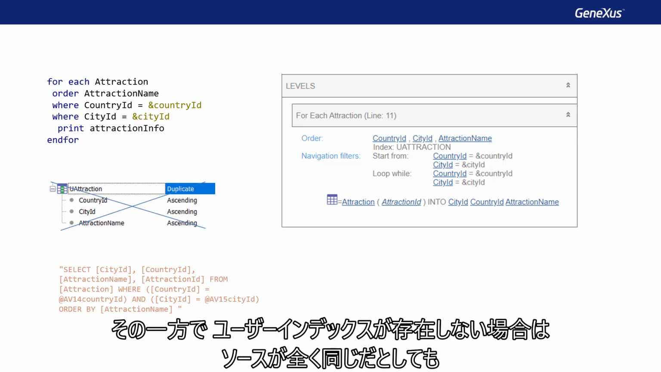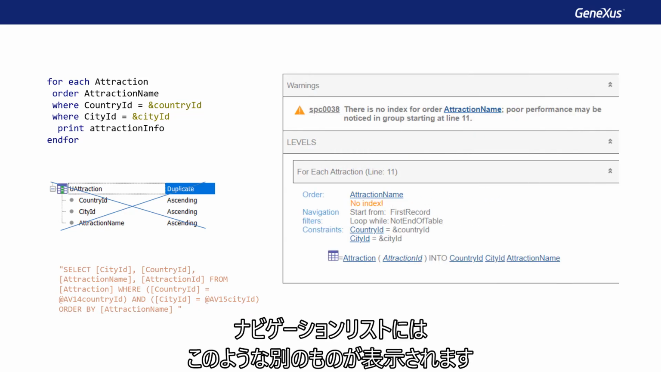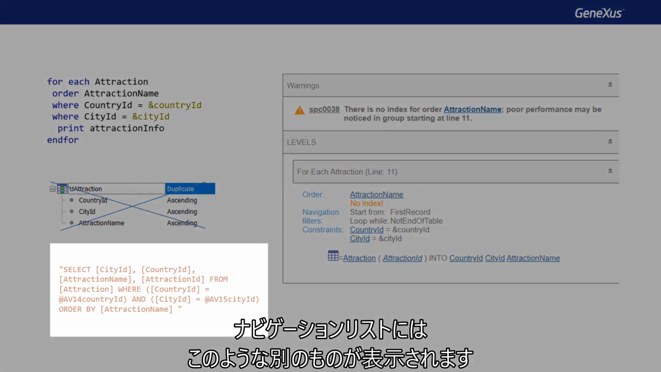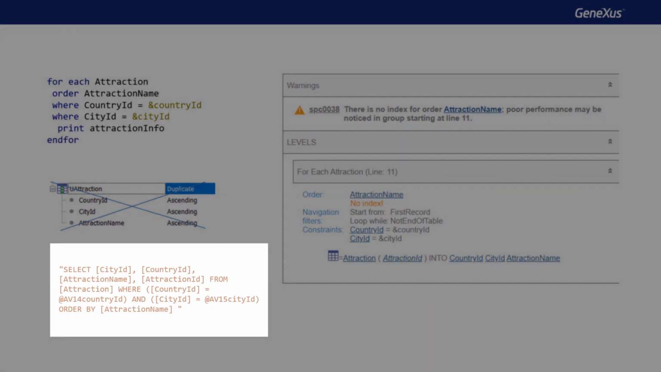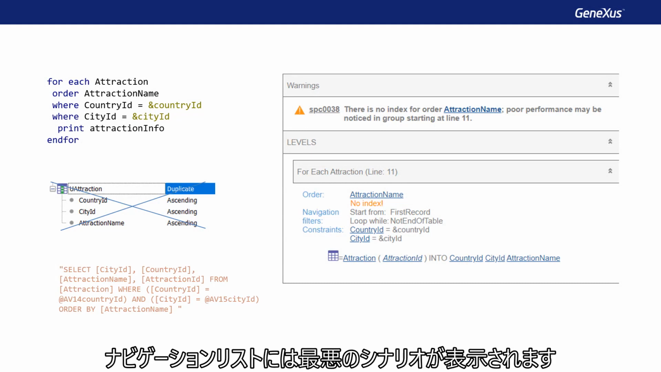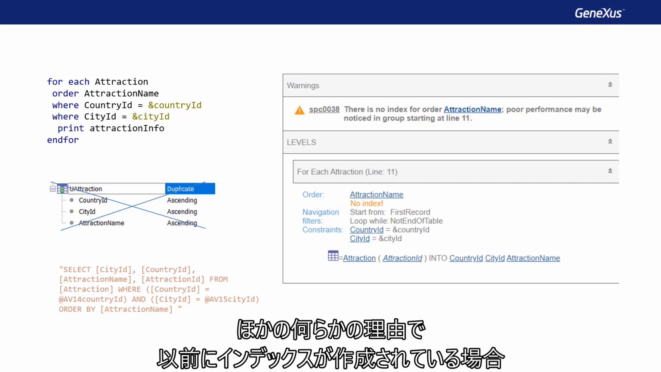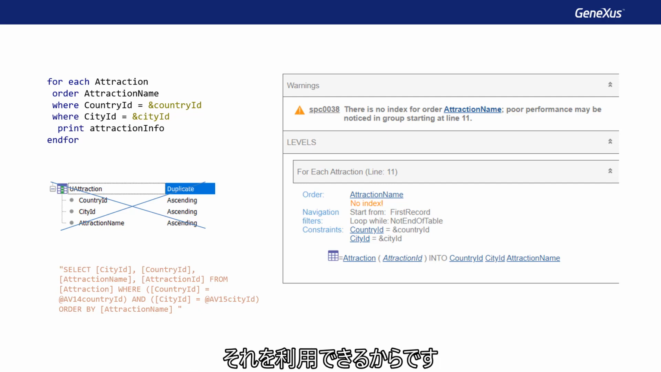On the other hand, if the user index does not exist, the navigation list will show us this other one, even if the source is exactly the same. So, let's say it again. The navigation list shows the worst case scenario. If the index exists, we know that the worst case scenario will be pretty good. That's if the index was previously created for some other reason, so we take advantage of it.